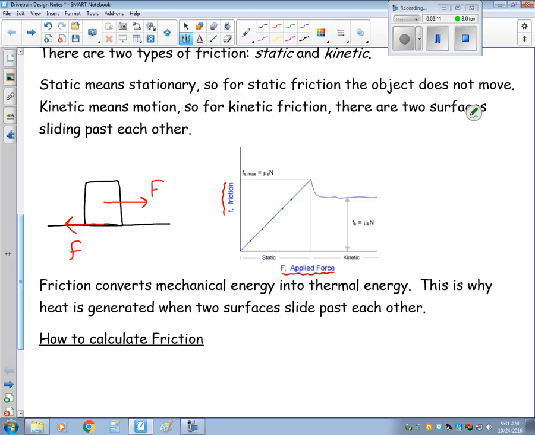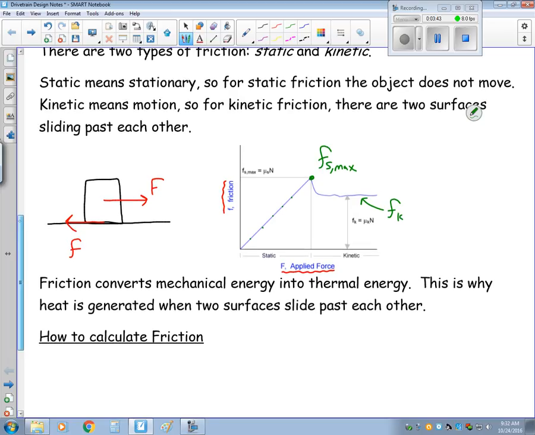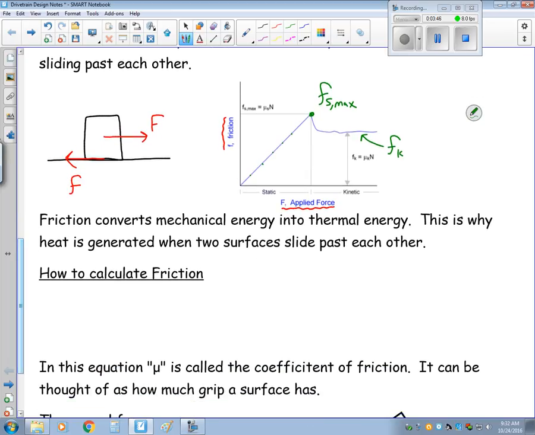Now there is a breaking point right up here. This point is the maximum static friction possible. Once you reach that point, the box will break free, and then we get some kinetic friction. Notice that the kinetic friction is less than the maximum static friction. So once you break an object free and get it sliding, it's easier to keep it moving. What friction really does is convert mechanical energy into thermal energy. So there's going to be heat generated between the two surfaces as they slide past each other. You've probably noticed this when you rub your hands together.